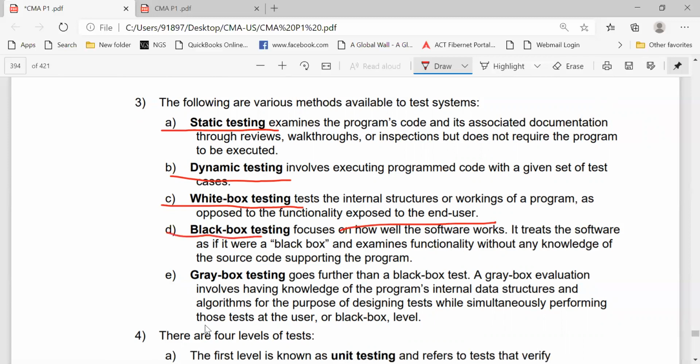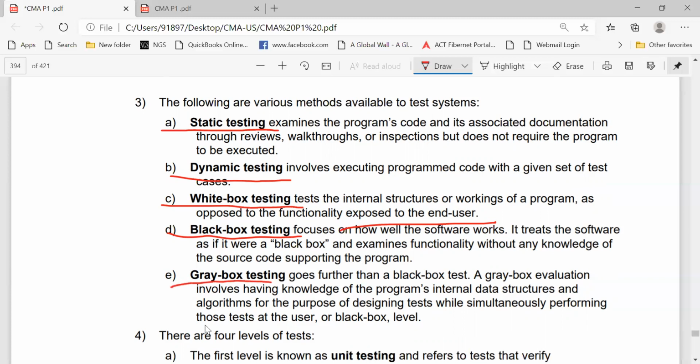Then comes black box testing. Now black box is nothing but you are without any knowledge of the source code programming as such. You are just a user, an end user over there, and you are trying to use it. Is it user friendly or not, or is it working well or not? That is black box testing.